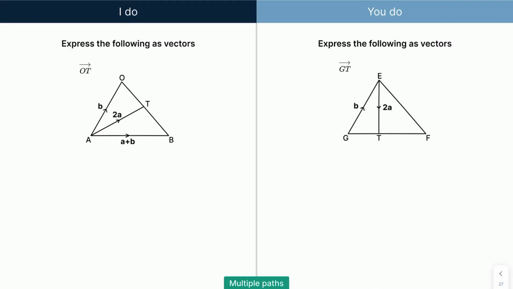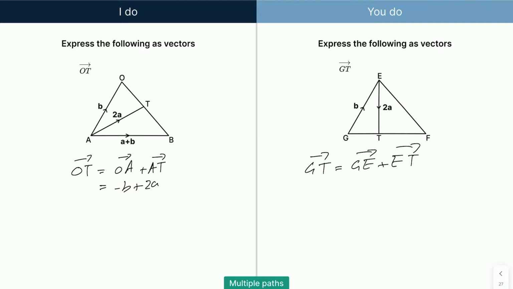So looking at this one here, we are going from O to T. Now to go from O to T, we can go this way and then this way. So O to T is O to A plus A to T, which is minus B plus 2A. And on the right, again, hopefully you've pressed pause and had a go. To go from G to T, we can't quite go this way. We don't know what that is, but we can go that way. So G to T, I'm going to go from G to E first, and then from E to T, which is B plus 2A.